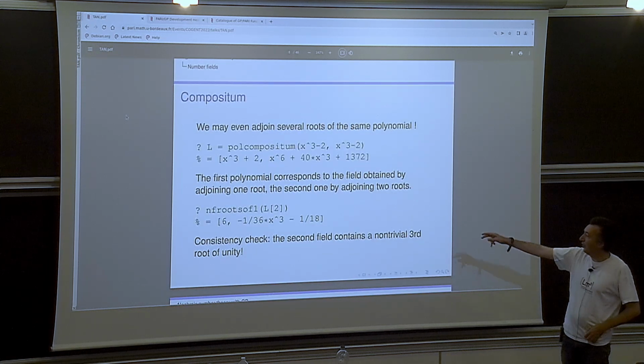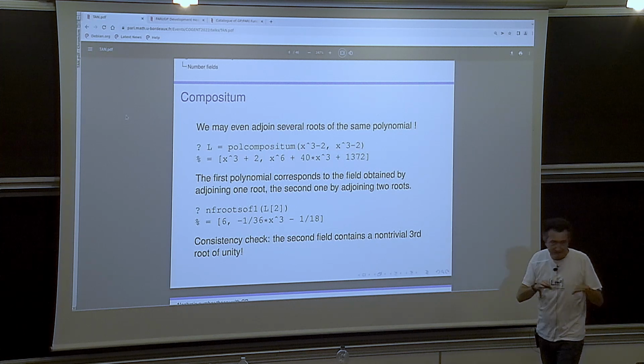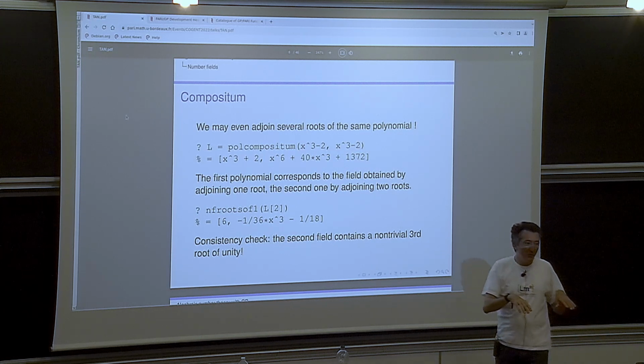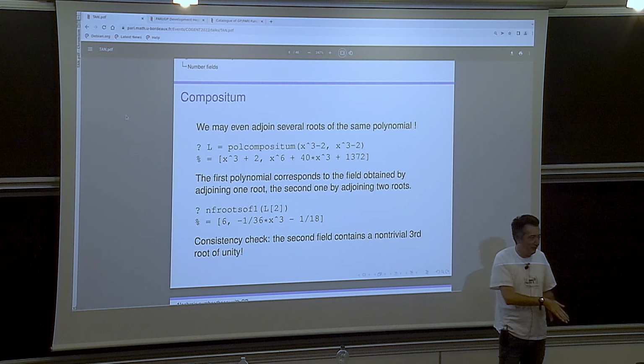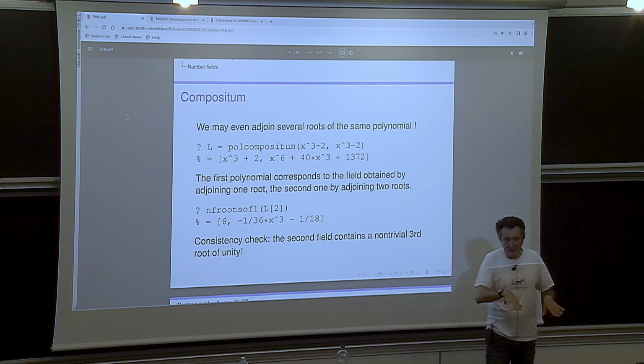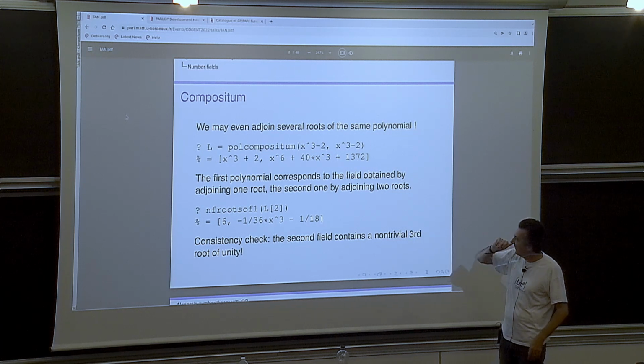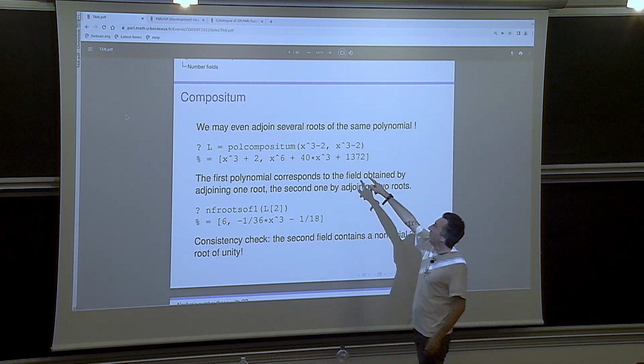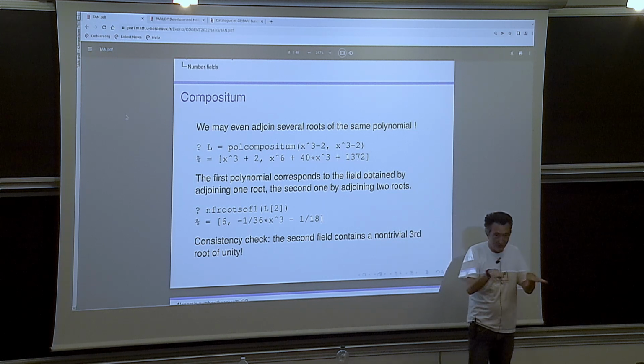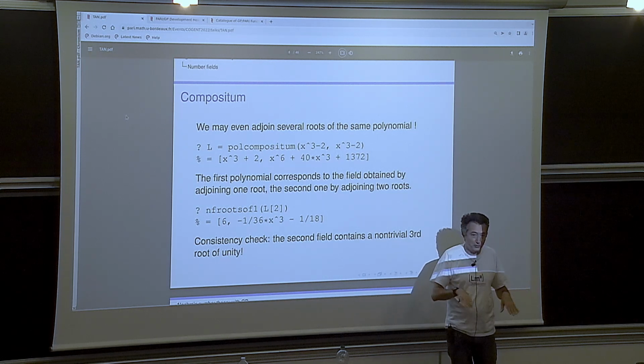You can also want the compositum of a field with itself, because of course one of the compositums will be the field itself, but if you have several embeddings, you can get other things. For example, if you do this, you get the field itself, and then you get the one with the three roots, actually the Galois closure.